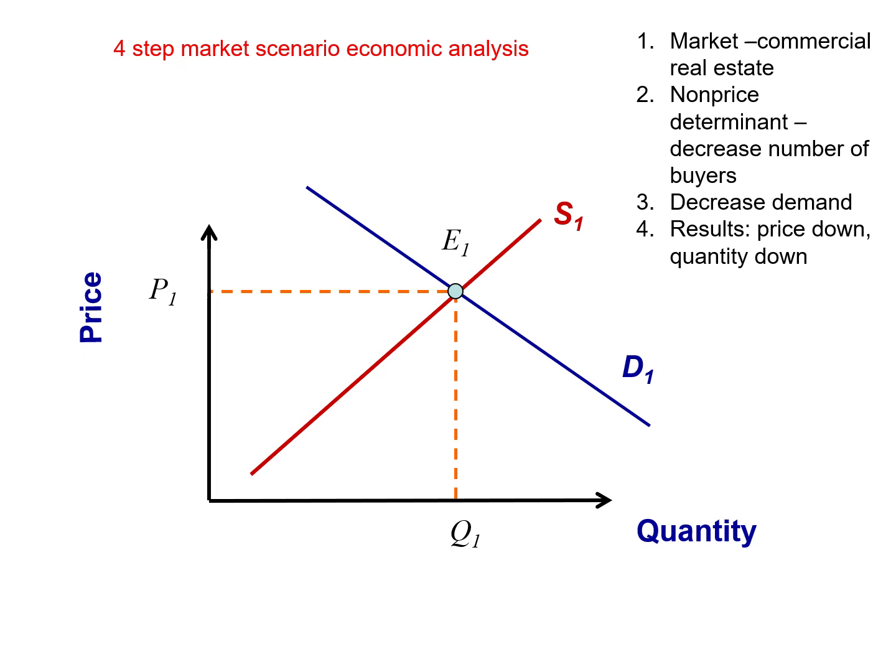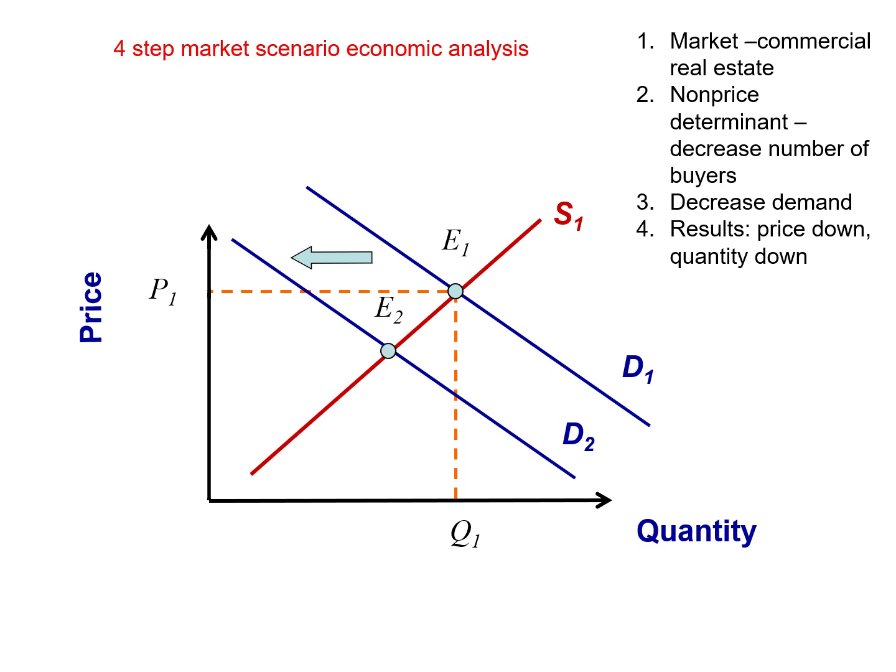There's a decrease in the number of buyers. Why? Businesses no longer feel the need to bring all the employees into the office. How will a decrease in the number of buyers, a non-price determinant of demand, affect market equilibrium and quantity? Demand curve shifts to the left.